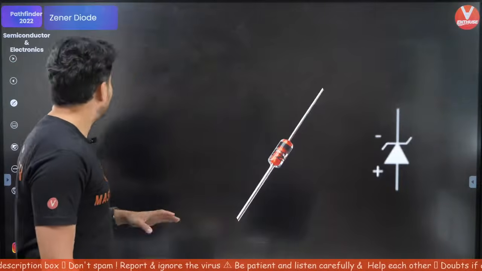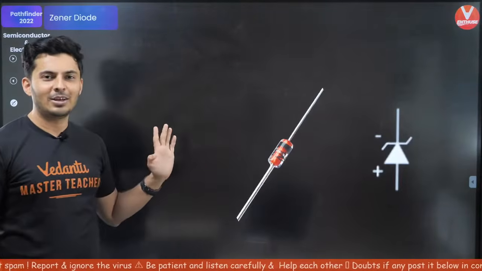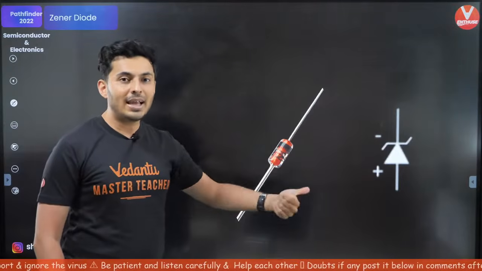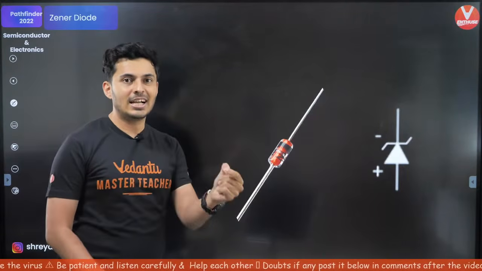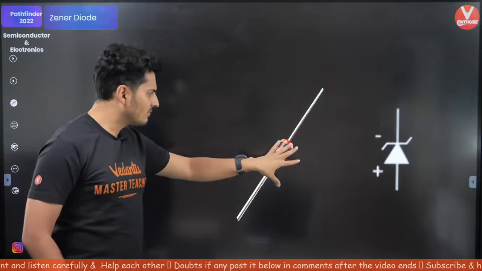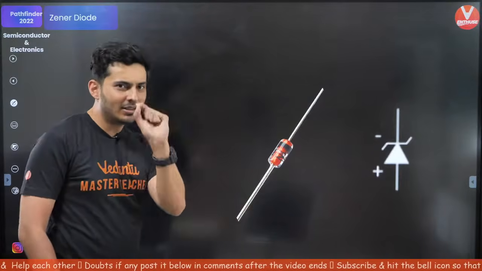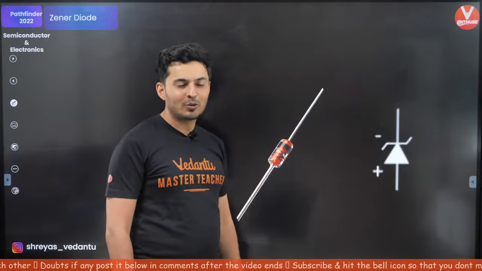Okay, next thing, Zener Diode. Now, Zener Diode is a very special diode because of the way in which it has been used and constructed. This is how a Zener Diode looks practically. It is a very tiny thing, and this is the symbolic way of showing it.